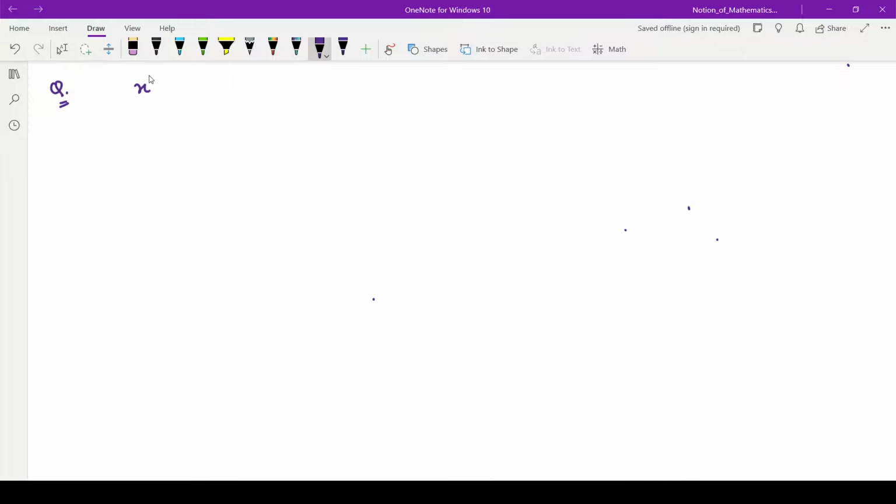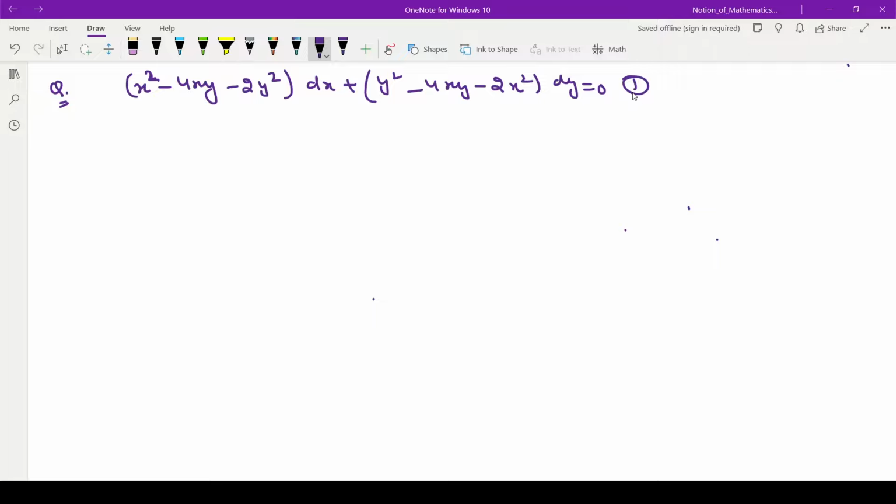So the question is like: (x square minus 4xy minus 2y square) dx plus (y square minus 4xy minus 2x square) dy is equal to 0. So here we have to deal with two parts. Suppose this is equation 1. First is to verify the exactness of this differential equation, and second, to find the solution of that particular exact differential equation.